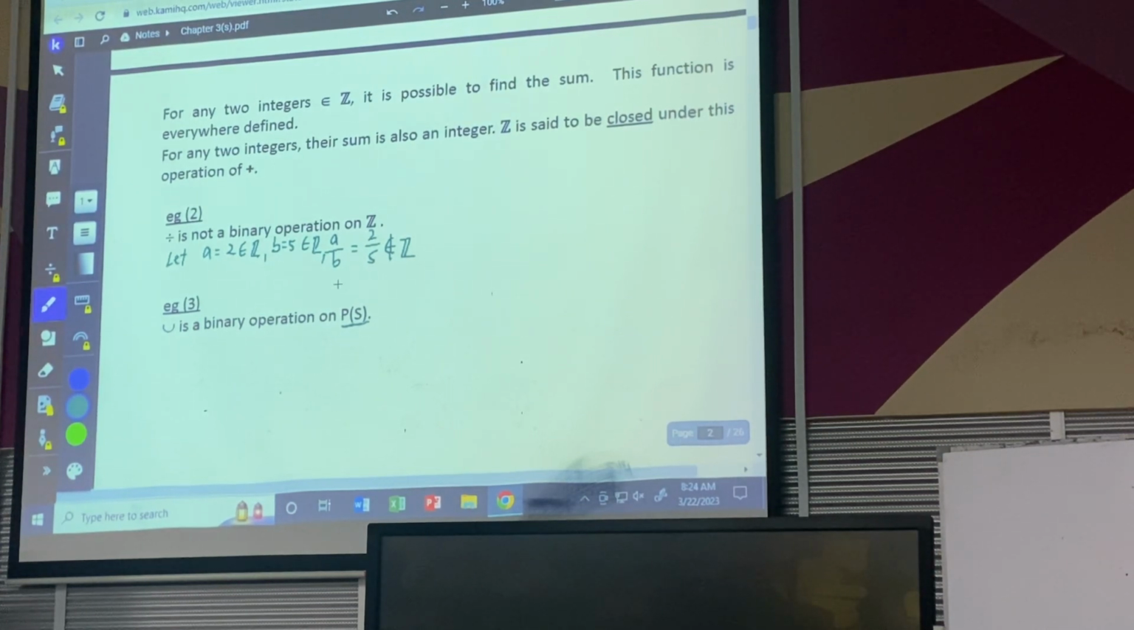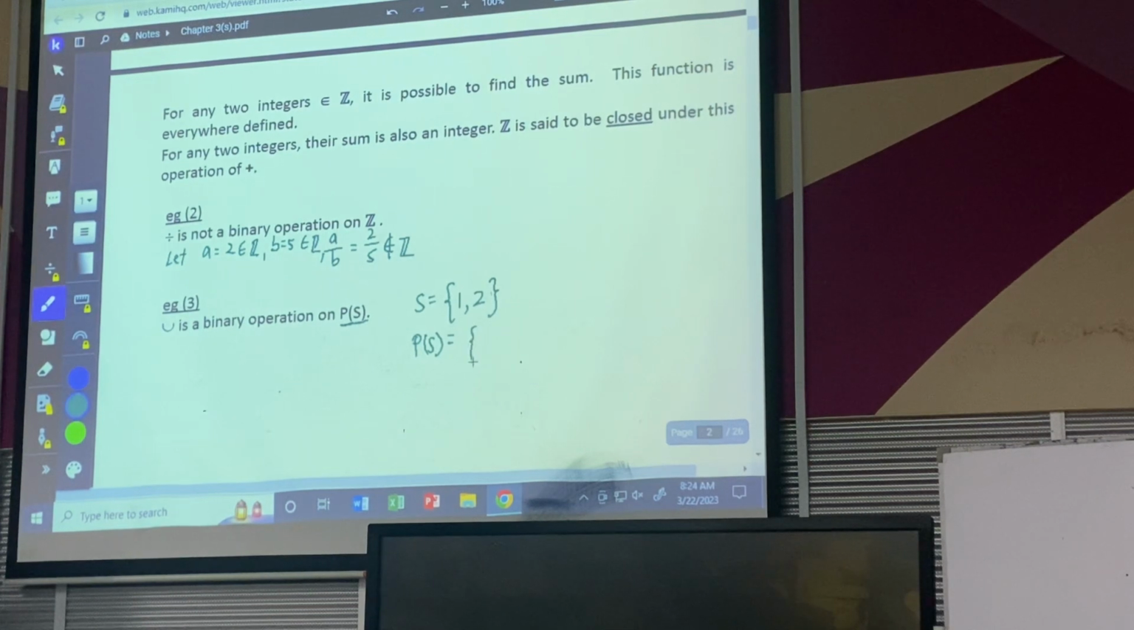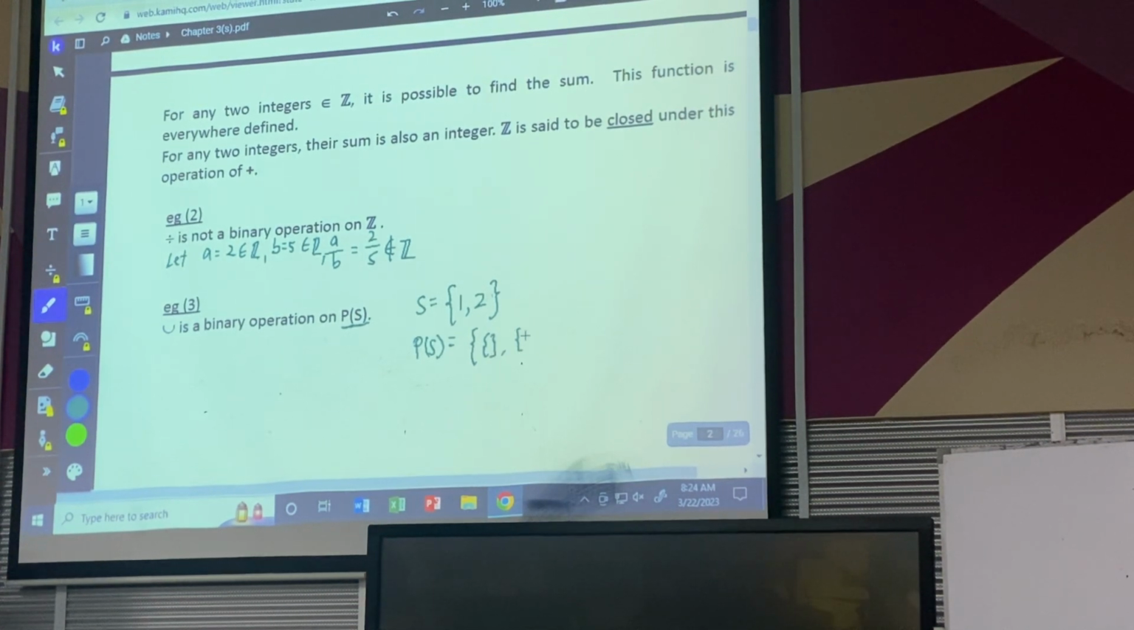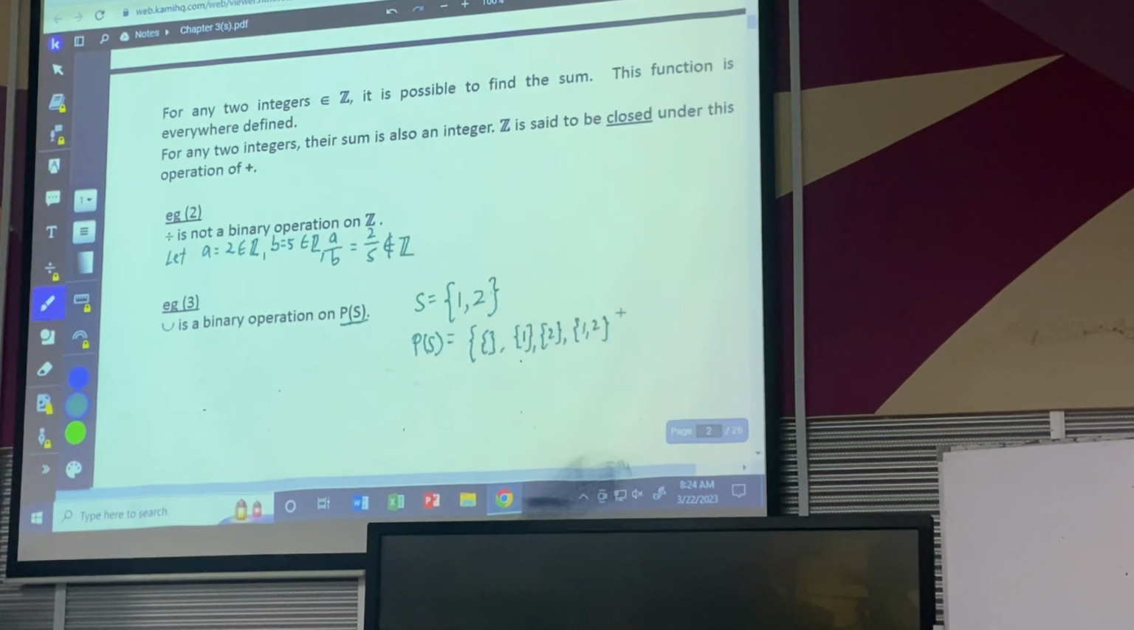What is P(S)? Yeah, power set. Okay. What is the meaning of power set? Let's say I have a set S with 1 and 2, what is the power set? Means all the subsets, right? So we will have the empty set, the set {1}, the set {2}, and {1, 2}. So this is the power set of {1, 2}.